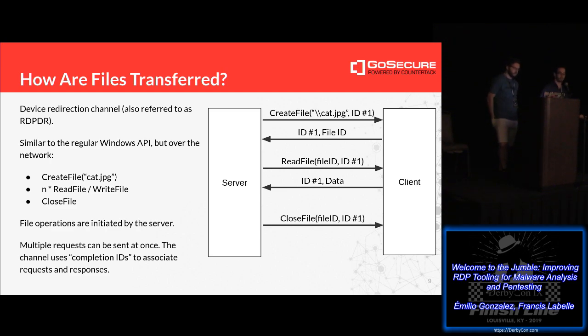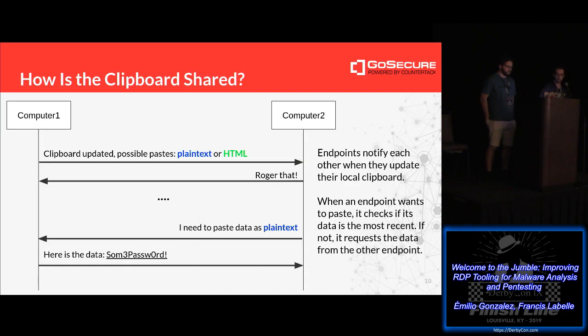And of course, multiple requests can be sent at once, and the channel uses a completion ID to associate requests and responses, so it can have multiple at once. For the clipboard, to keep two clipboards in sync is actually pretty simple as well. We just need three kinds of messages.